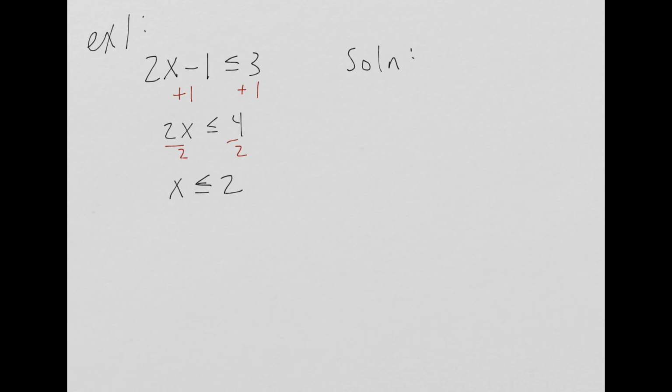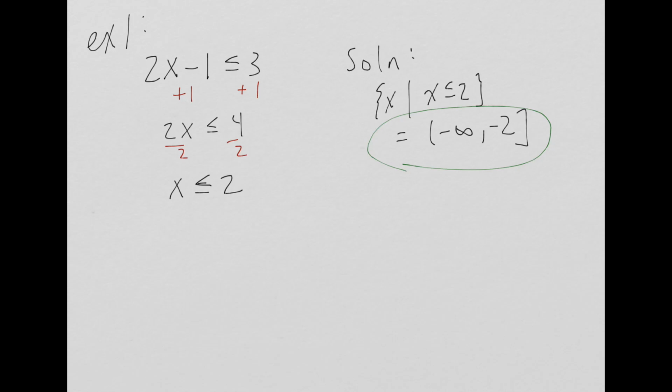So what's our answer? Well, it's all x that's less than or equal to 2. You have a choice. Either write it as a set or write it as an interval. Up to you. I prefer the interval notation, just because I think it's more compact, but it's up to you. So our answer is all x less than or equal to 2, so negative infinity to 2 including 2.